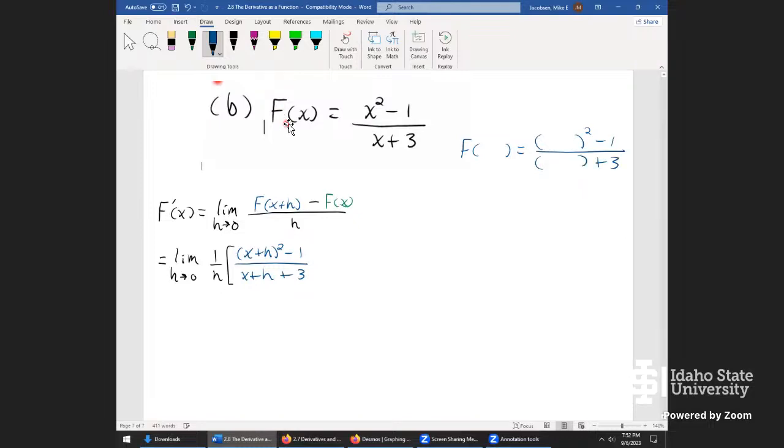What I mean by placeholders is, this is the same function. Function of something becomes something squared minus 1 divided by something plus 3. But you can put anything in there. Functions are extremely malleable. You could put another function. In fact, x plus h is another function. And it would look like this: x plus h, x plus h, x plus h finally.